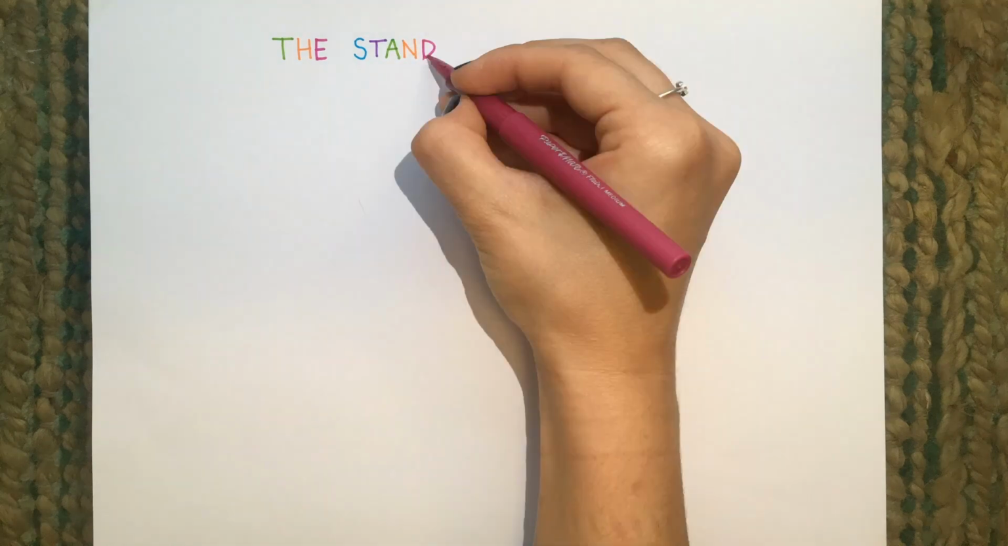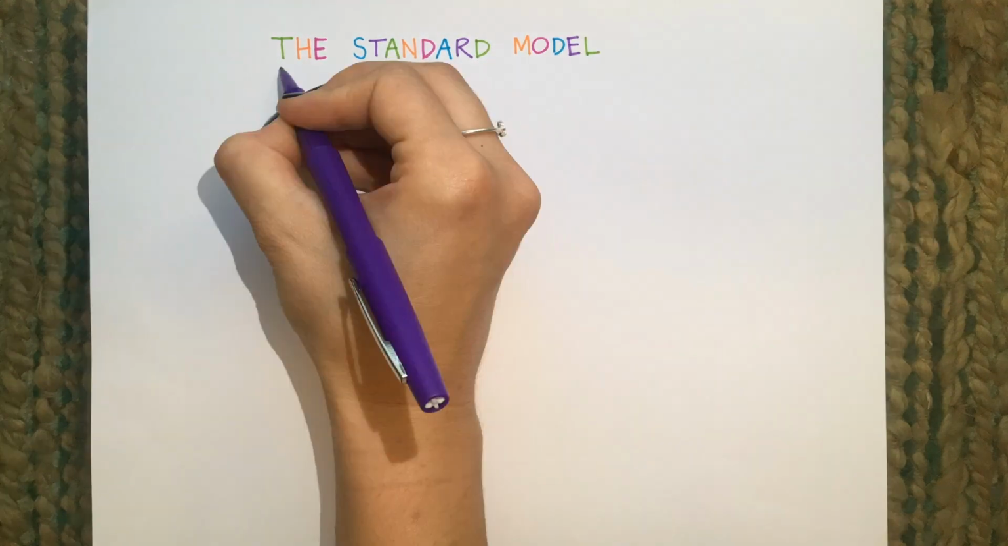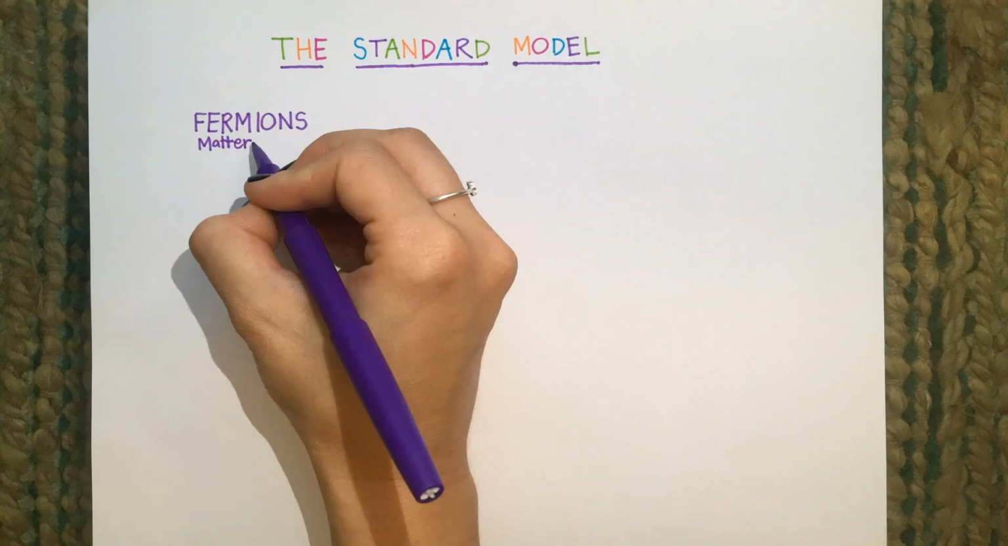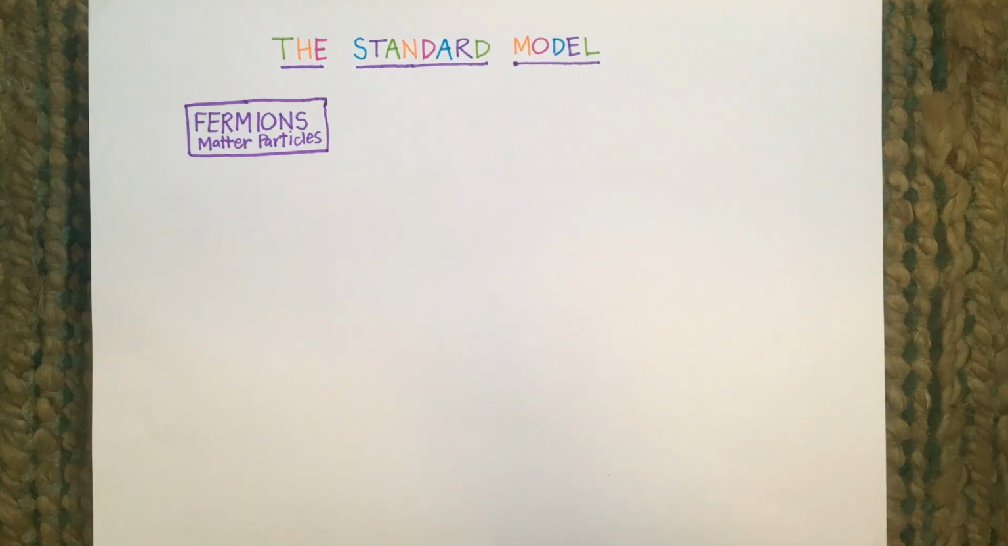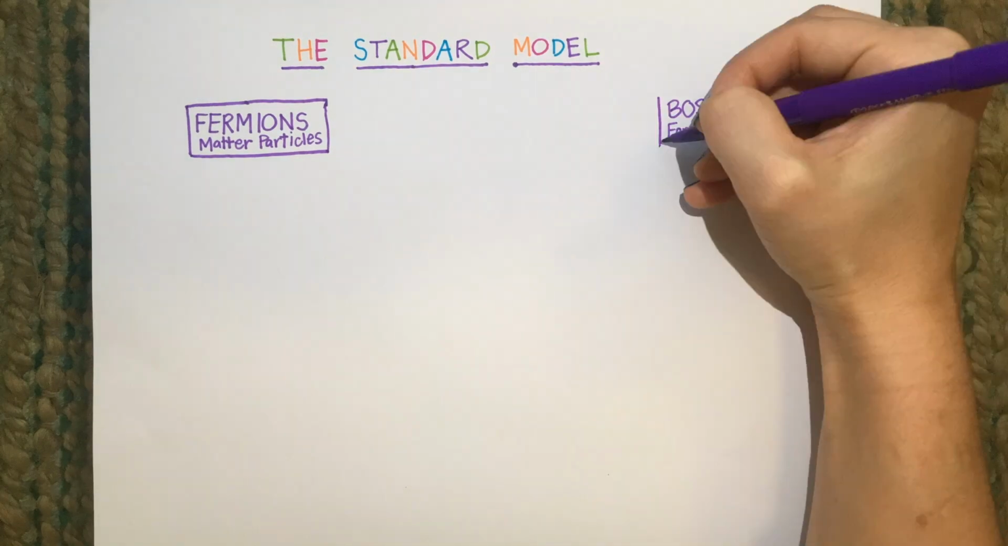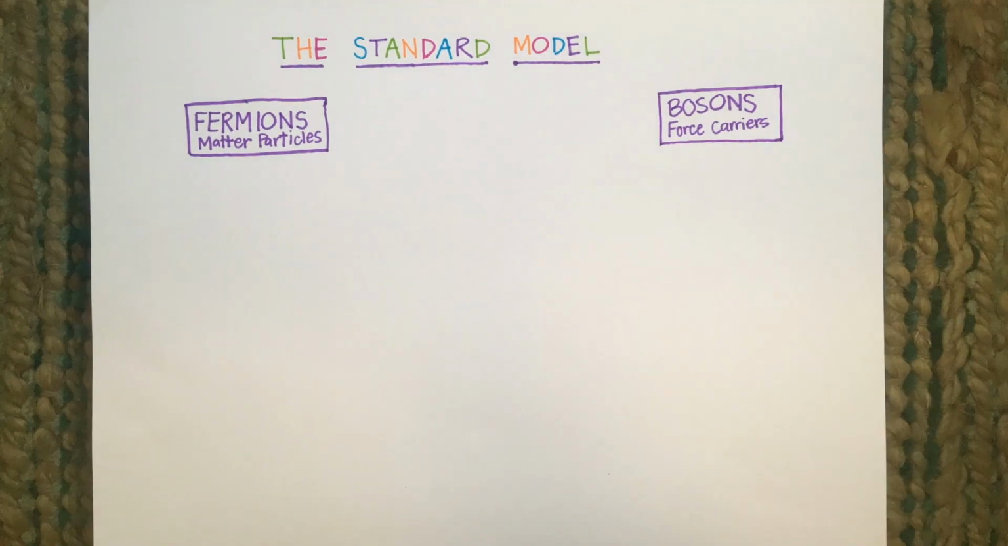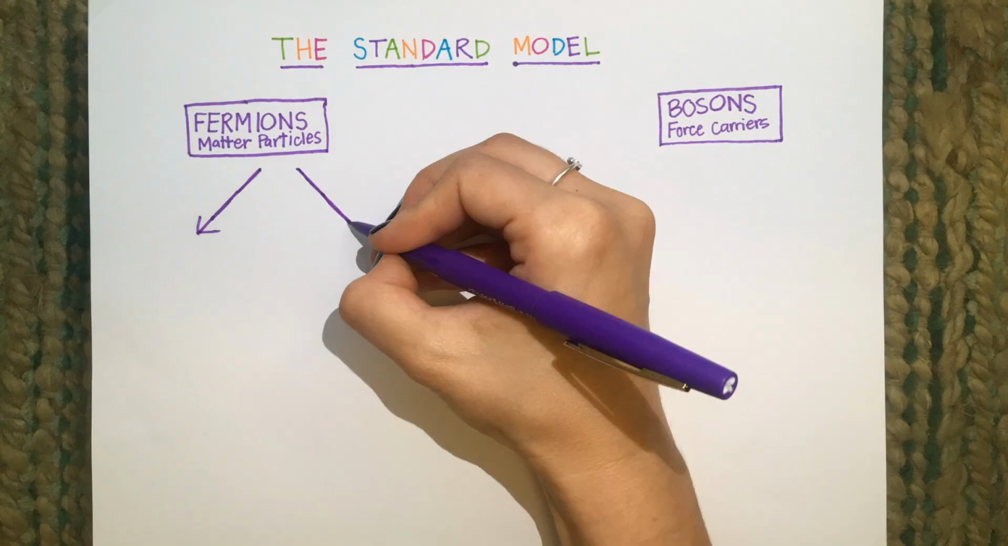So let's take a closer look at the Standard Model. On the left, we're going to put fermions. Fermions are all of the particles that make up the stuff we can see in our everyday lives. And on the right side, we're going to put bosons, sometimes also called force carriers. These are particles that we think are responsible for the forces in our everyday lives. Let's focus in on fermions.